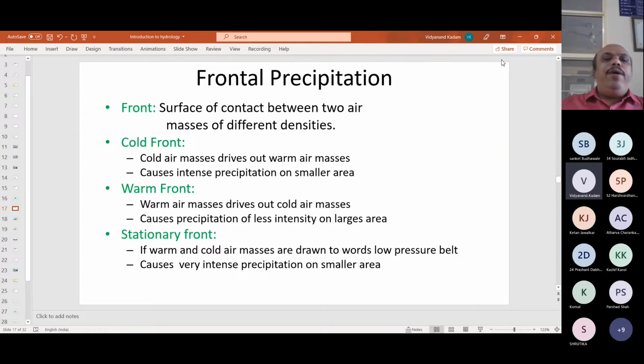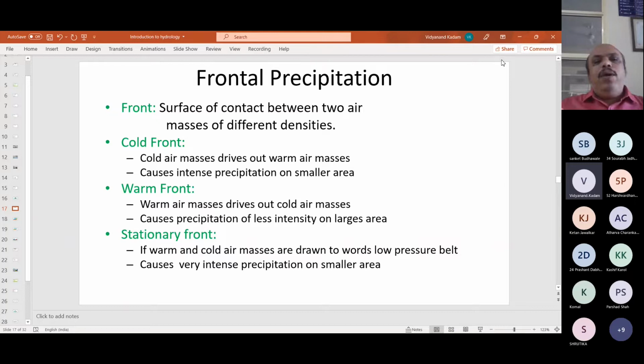And in case of warm front, less intensity on larger area. So this is cold and warm front. Now when the warm and cold air masses are flowing towards one point, generally how does wind flow?